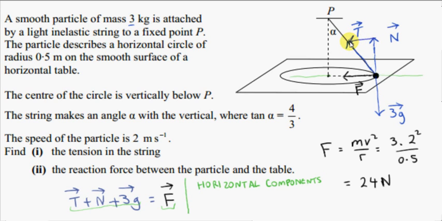Okay, here's the horizontal component of vector t. It's part of a right angled triangle. Now this angle in here is alpha, the same as this angle. We have a pair of Z angles here because vector n is parallel to this dotted line, since vector n is perpendicular to the surface of the table.